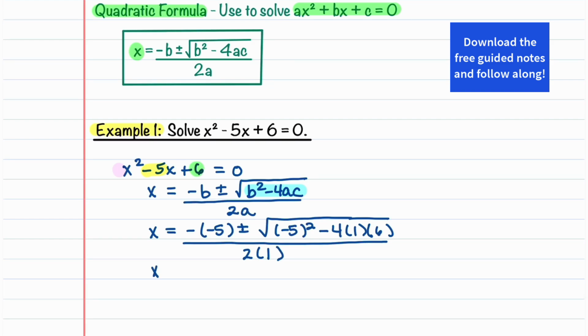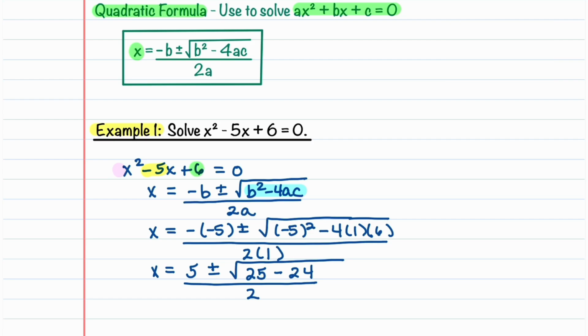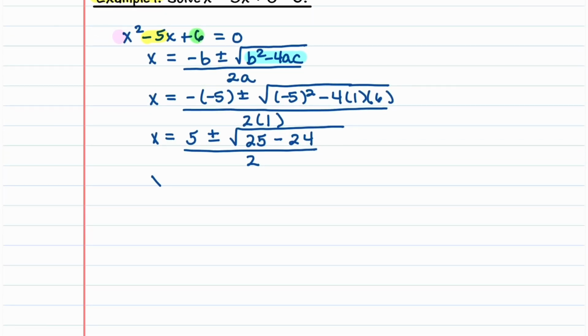Now let's go ahead and simplify. Minus a negative 5 is 5. And then we have plus or minus the square root. Minus 5 squared is 25. And then 4 times 6 is 24. So we have a minus 24. And we're going to divide all of that by 2. We'll keep simplifying. This is x is equal to 5 plus or minus the square root of 25 minus 24, which is just the square root of 1, all divided by 2. So this is 5 plus or minus 1 divided by 2.